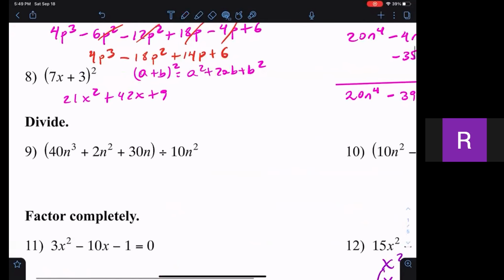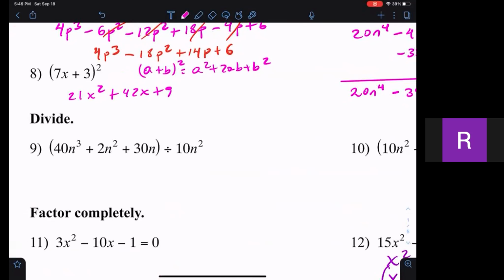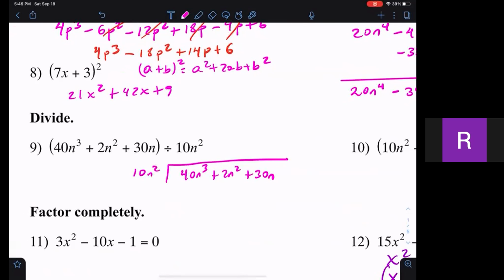So they want you to divide, right? So let's use long division. So this is 40n cubed plus 2n squared plus 30n. And we have to divide this by this, right? So that's going to be 4n. So that's going to be 40n cubed. Change the sign. So that cancels out. You start with 2n squared.